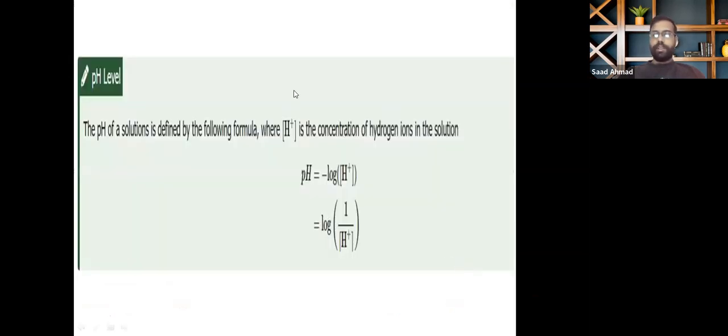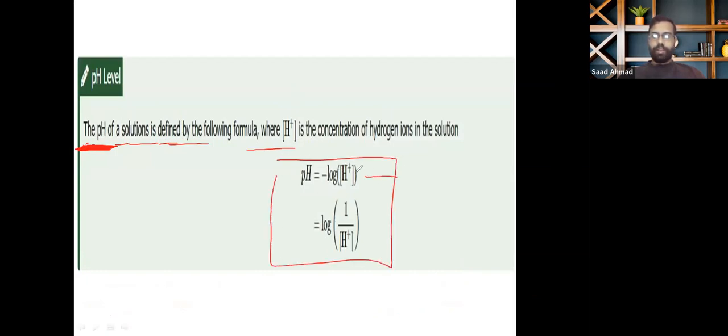Okay, so now the next one is pH. pH tells us how basic or acidic a solution is. The pH of a solution is defined by the following formula given here.